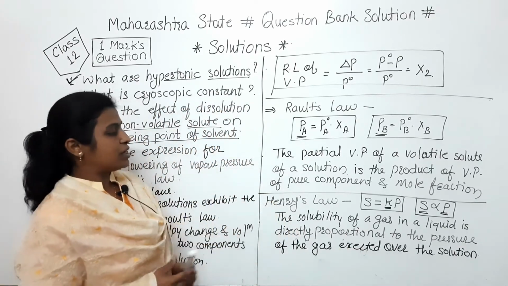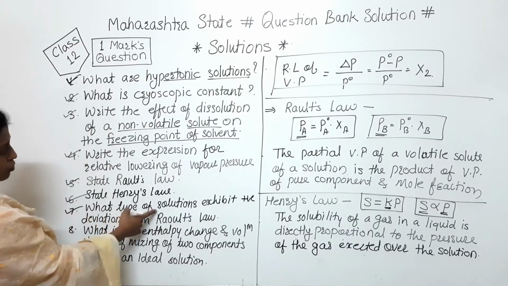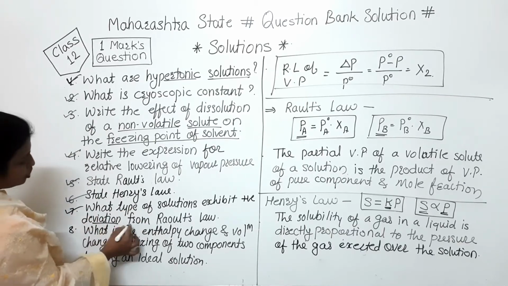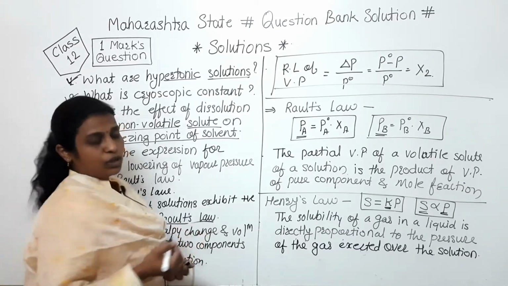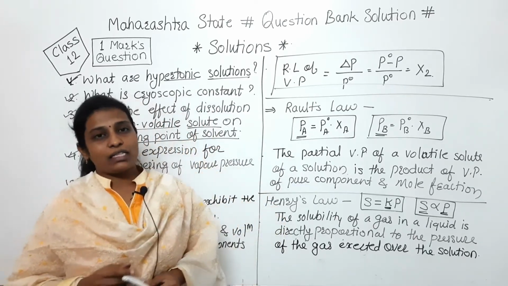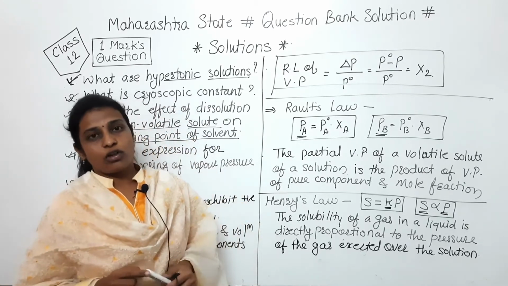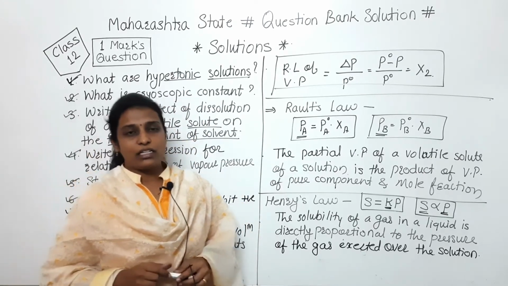So here we have completed the statement of Henry's law. Next question: what type of solutions exhibit deviations from Raoult's law? As we know, those solutions that obey Raoult's law are called ideal solutions, and those solutions that do not obey Raoult's law are called non-ideal solutions.